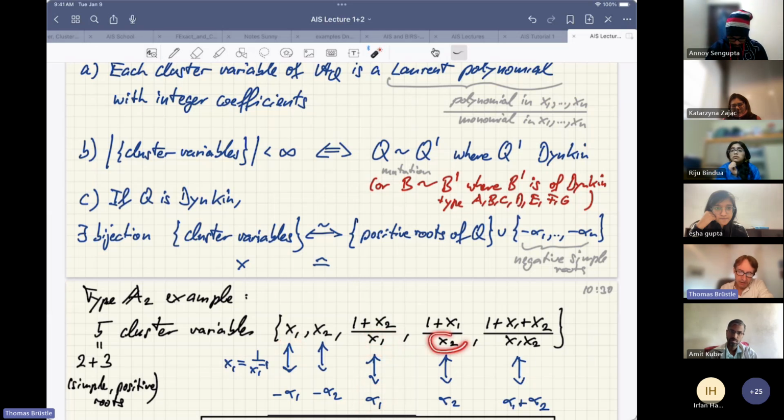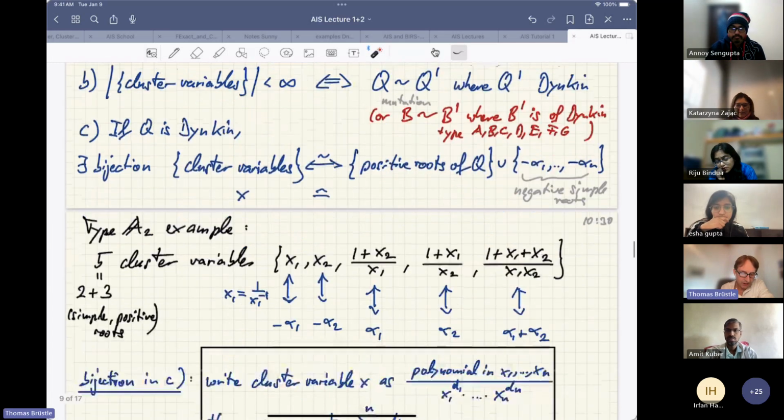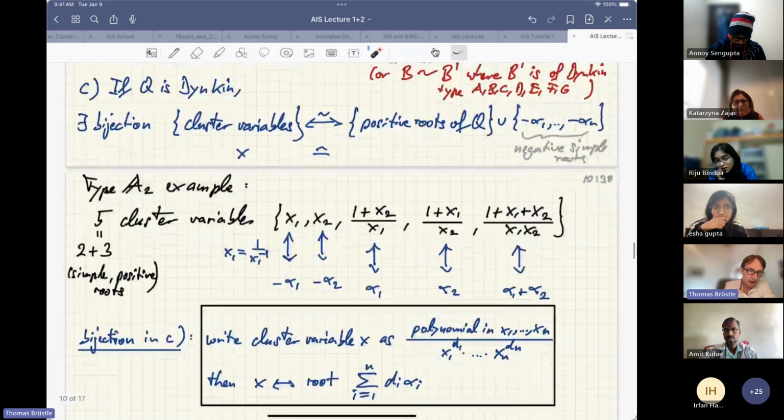In the denominator, you find a copy of x2, so this should correspond to alpha 2. And in the denominator, you see x1, x2, so that should correspond to both of them appearing. So that should correspond to the root alpha 1 plus alpha 2. Yeah, so this is in fact the bijection in part C of the theorem. The bijection is really given in this way.